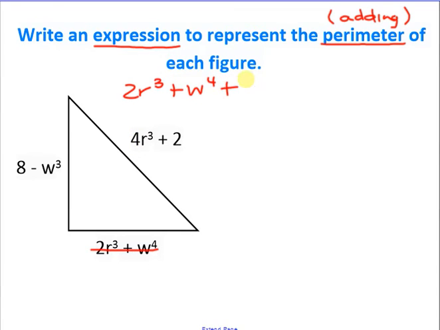plus 4r to the third plus 2 plus 8 minus w to the third.